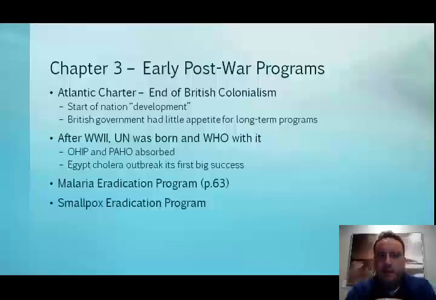However, the British government, if Parliament has to pass money to help these former colonies out, they didn't have appetite for building infrastructure. So they liked short-term, one-off solutions, and so maybe they built a hospital, but they didn't fund it forever. They didn't want to sustain medical systems over time. And so a lot of these countries didn't get the support they needed to kind of start their clinical public health systems. Again, World War II, the UN was born, and the World Health Organization was part of the UN. The Office of Hygiene Publique and PAHO were absorbed into that organization.